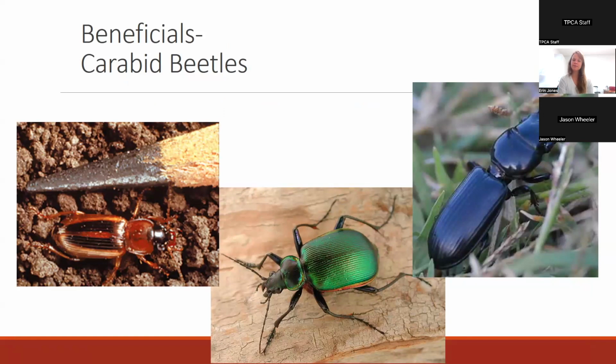Let's see, other beneficials. Within the group of ground beetles, they're called carabids. We've got a variety of different kinds, and we'll find them underneath logs or boards.